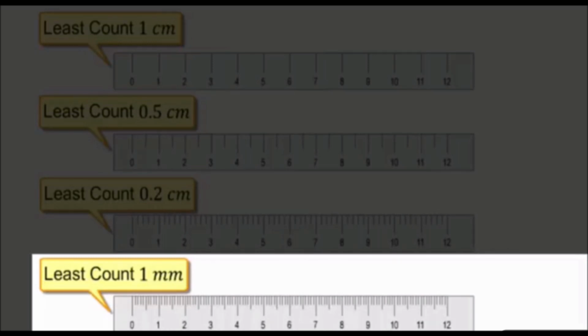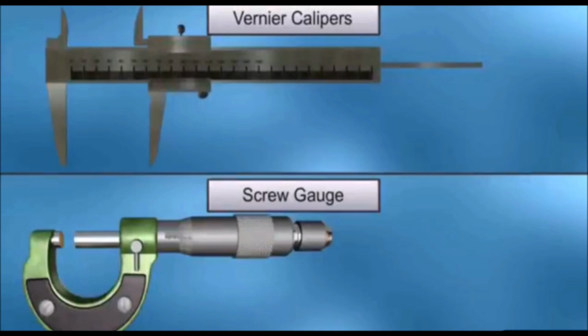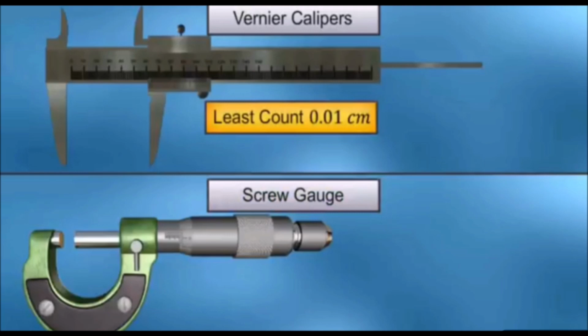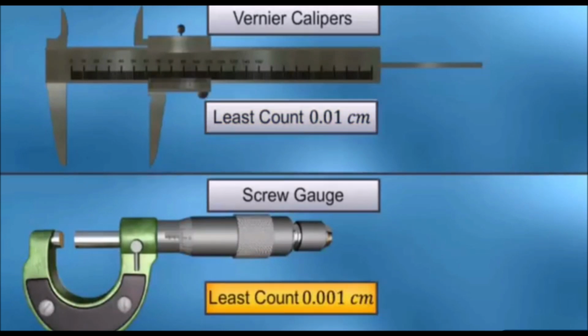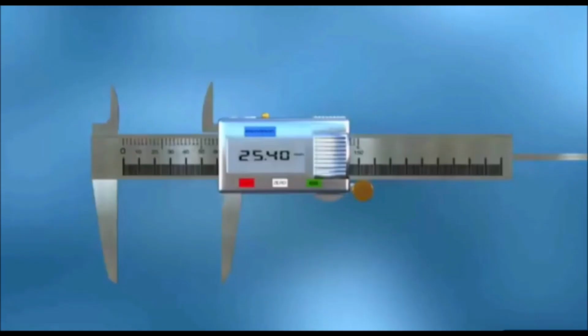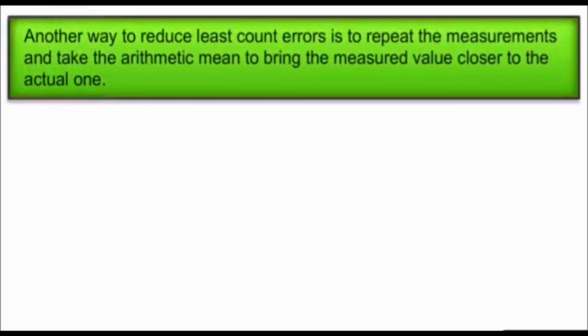Now the least count 1 millimeter. Now we can see that already we have seen about vernier caliper and a screw gauge. So in vernier caliper we know that the least count is 0.01 centimeter and in screw gauge the least count is what? 0.01 millimeter. So vernier caliper least count is 0.01 centimeter. For screw gauge, in terms of centimeter, we can say it is 0.001 centimeter. So this is a digital vernier caliper. We can easily move and see the value, right?